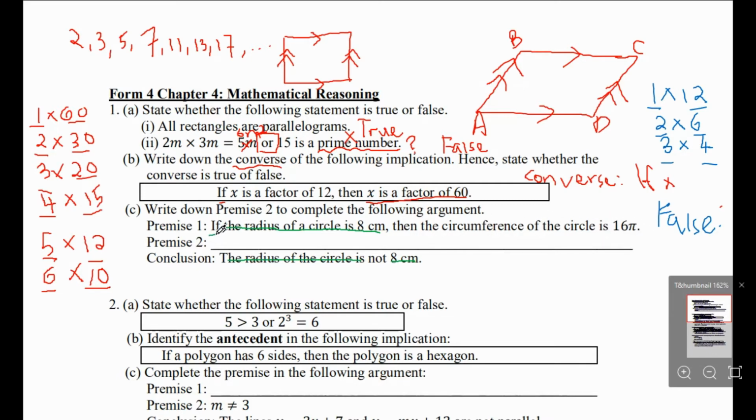So write down here, the circumference. Okay, you write yourself. The circumference of the circle is not 16 pi. So this is the answer for premise 2.